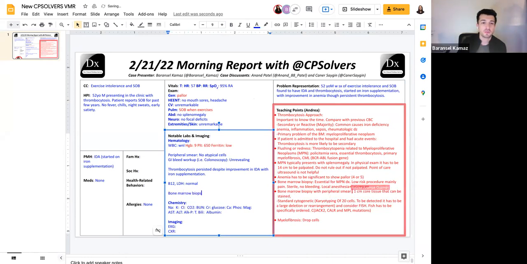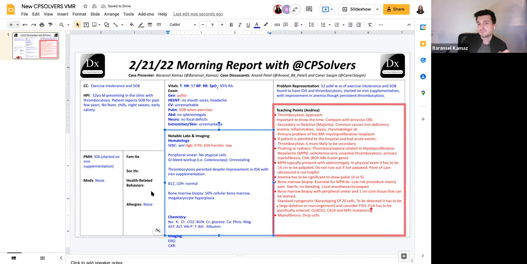The bone marrow biopsy shows 50% cellular bone marrow, and every lineage looks normal. There is megakaryocyte hyperplasia in the bone marrow biopsy. Reticulin staining shows grade 1 out of 3 fibrosis. And yeah, that's all for the bone marrow biopsy. For molecular testing, this patient is positive for the JAK2 V617F mutation. So in this case, we have a molecular test plus bone marrow biopsy. And also among the other things that were sent, BCR-ABL was negative.